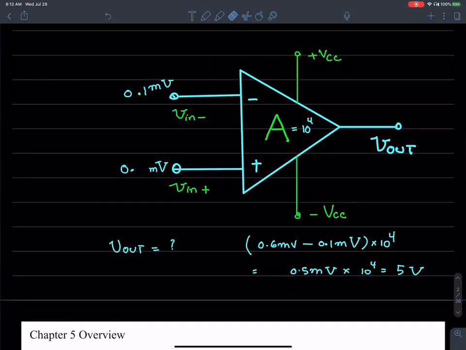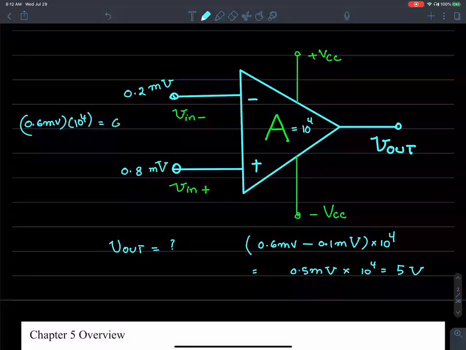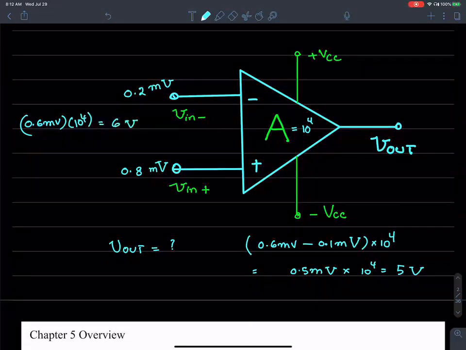Now let's do one more case where this value is 0.8 millivolts. This value is 0.2 millivolts. In this case, the difference is 0.6 millivolts. Multiply that by the gain, you get a value of 6 volts. Okay, so the output, V output, in this case is going to be 6 volts because the difference multiplied by the gain factor.